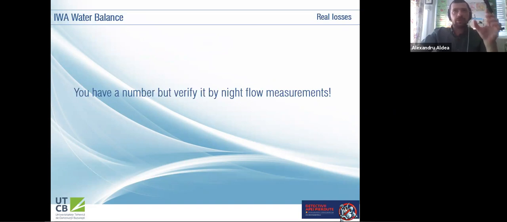But remember, you have so many unknowns, you have so many suppositions with the top-down measurements. So now it's a good idea to check all of those. And if you don't, at least make some night flow measurements. Very briefly, I will show you some quite interesting cases about night flow measurements.